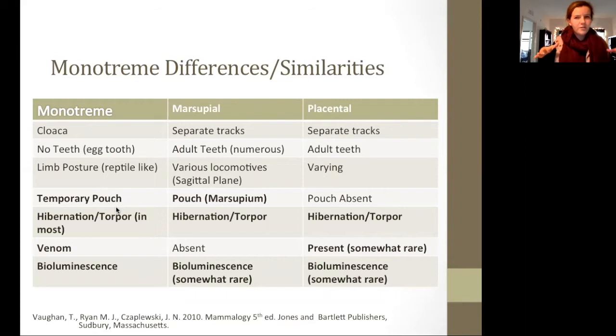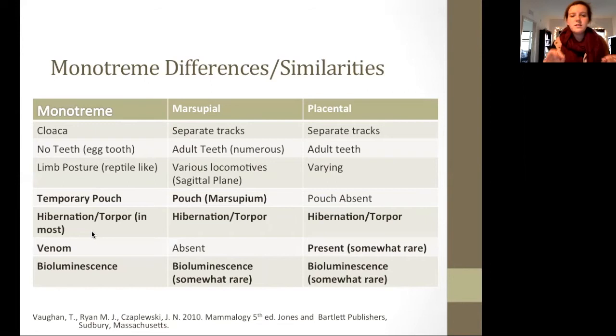Their posture is very reptilian-like in their movements. This is far from true for marsupials, and placentals are very varying, but have a very different limb type and posture. As far as the pouch, monotremes have a temporary pouch that we see in some of the echidnas, but in the marsupials we do see a more permanent type of pouch, and that's 50%. We'll talk about that in a little bit. And then hibernation and torpor, we see that across the board.